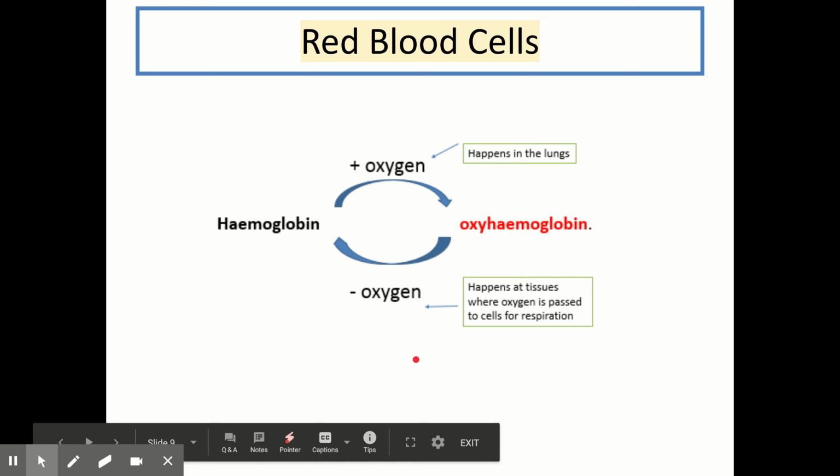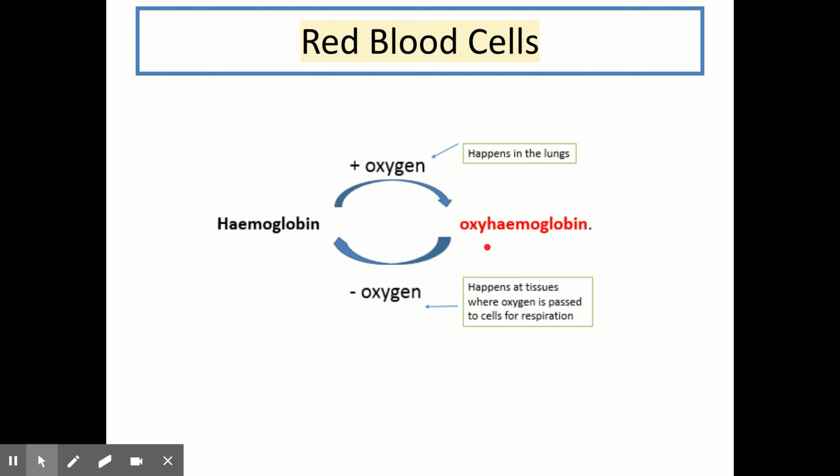This is shown in a different way in this diagram here. So you have hemoglobin binding with oxygen in the lungs to make oxyhemoglobin, and then at the tissues where oxygen is needed for respiration, oxyhemoglobin turns back into hemoglobin, releasing the oxygen, and then the red blood cells can go back to the lungs to pick up more.